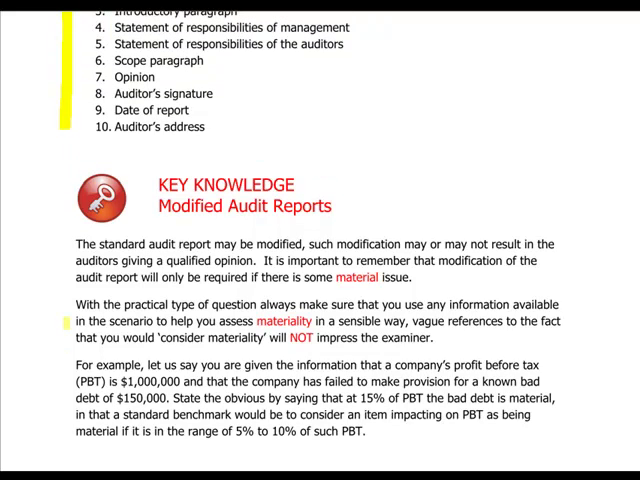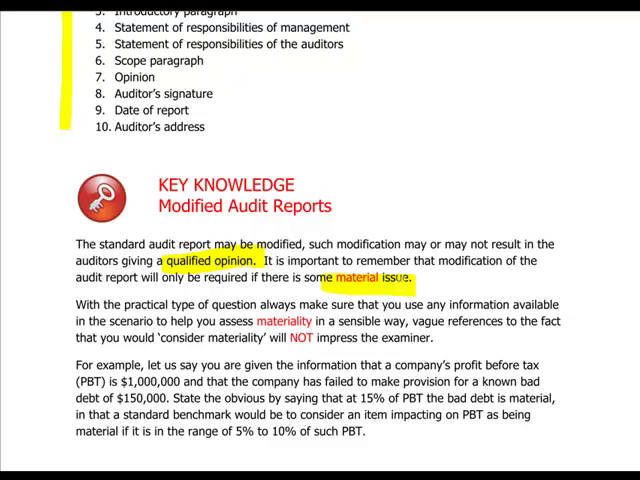You might know that the auditor's report might be unmodified or modified. A modified audit report might result in a qualified opinion or not. It is important to remember that a modification will be required only if a material issue comes up.